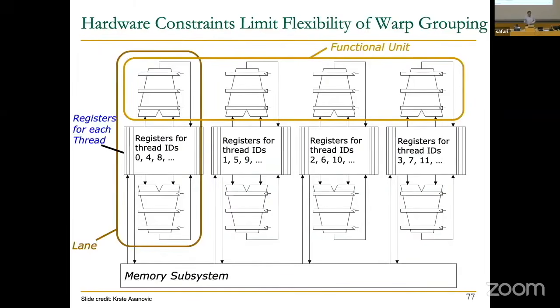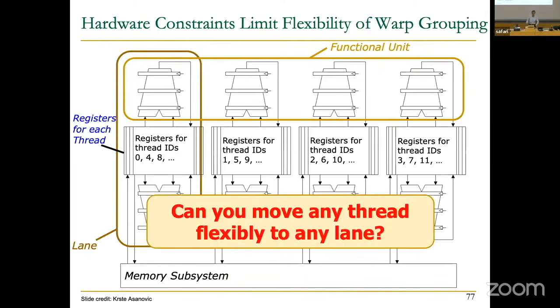Okay, so as I said, you cannot group this thing arbitrarily. If two threads are accessing the same register file, you cannot put them together in the same warp. So flexibility is limited, basically. Can you move any thread flexibly to any lane? The answer is no. You can move threads to a lane only if there's no other thread in that particular lane in a given warp. Right? That's the idea. So there are hardware constraints.